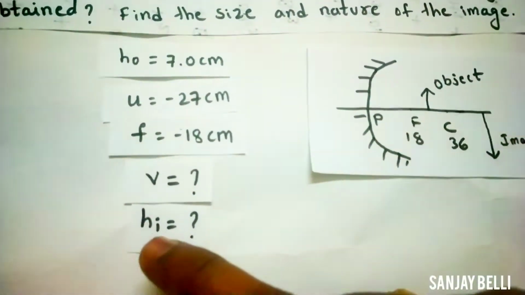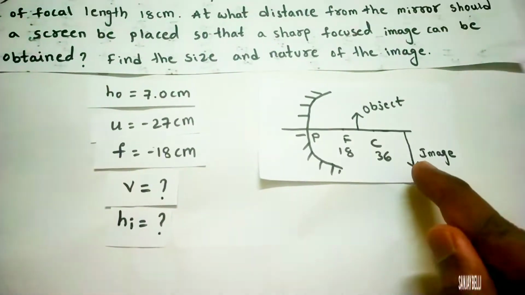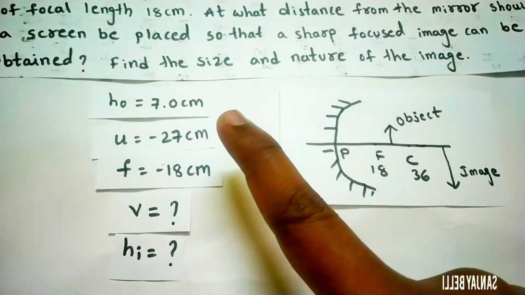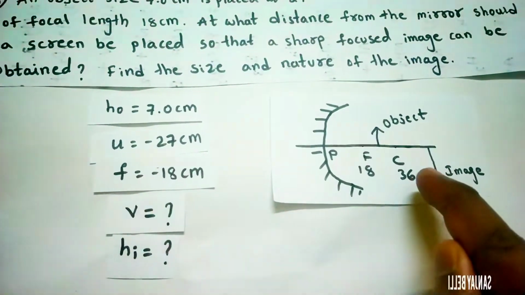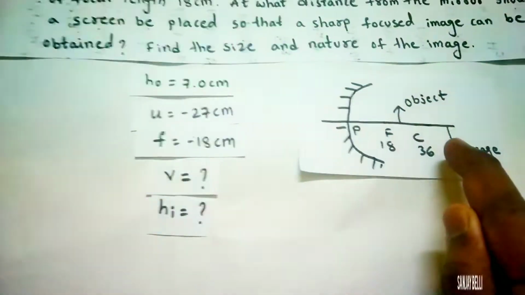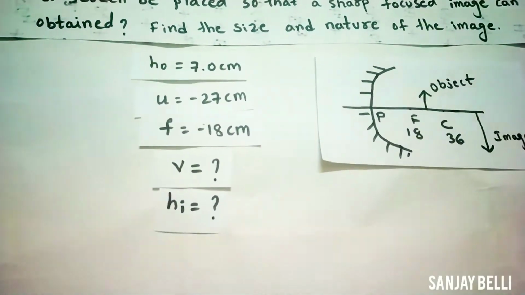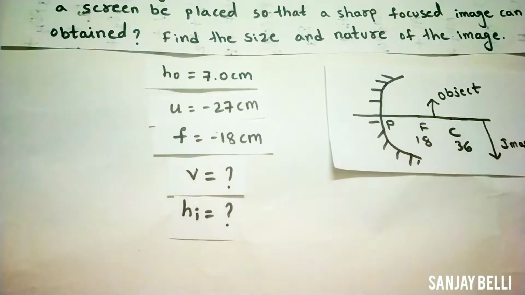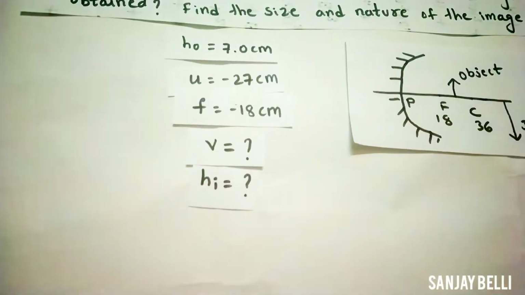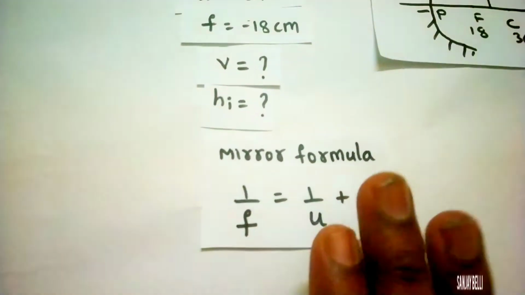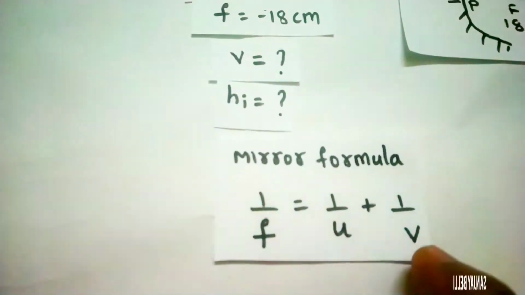And what about your image height? It is an enlarged image, so it should be greater than 7 and it should be minus because of the inverted image. Now let me try this problem. Now we have to go to the mirror formula. So what is your mirror formula? 1 by F equals 1 by U plus 1 by V.